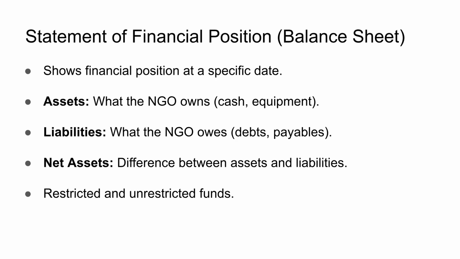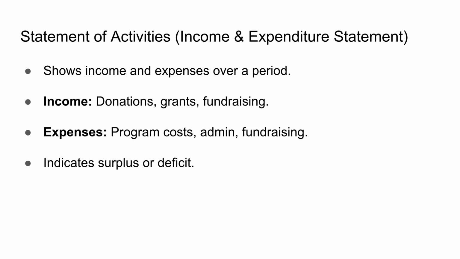It details assets, liabilities, and net assets, distinguishing between restricted and unrestricted funds. The statement of activities, or income and expenditure statement, reports income from sources like grants and donations and expenses over a period. This statement determines if there is a surplus or deficit.